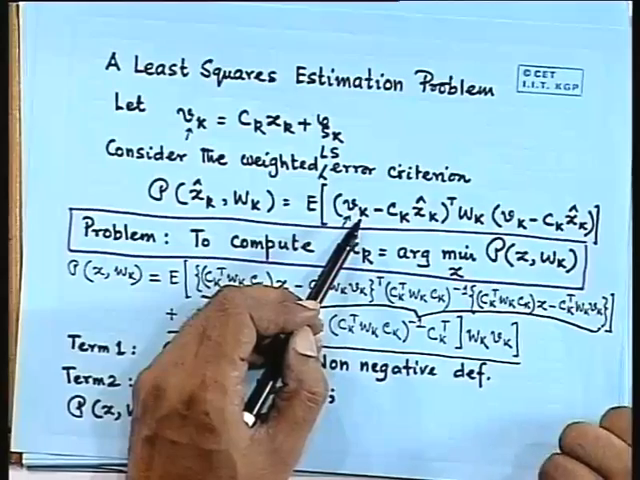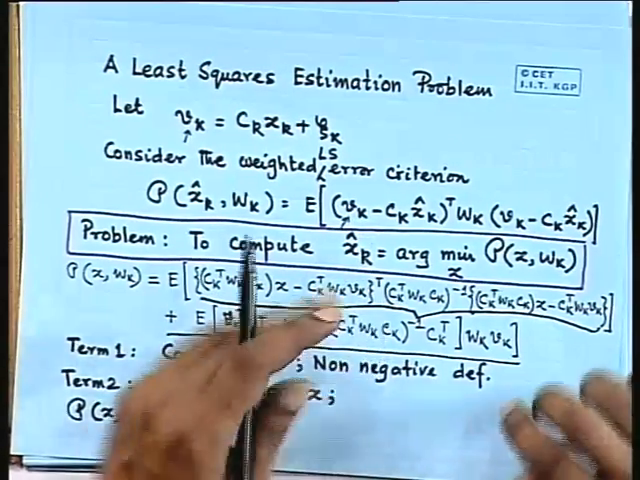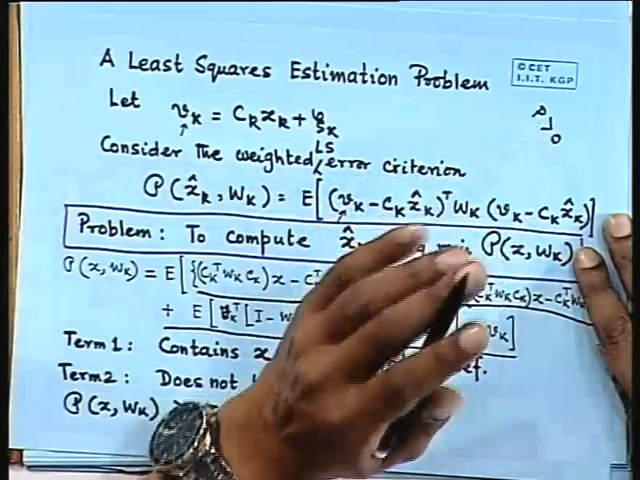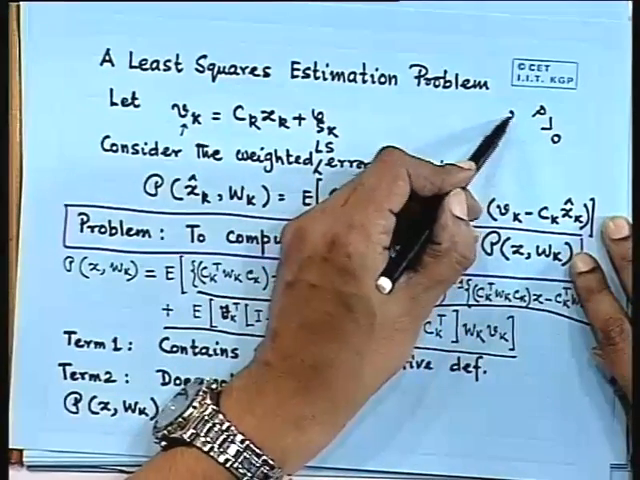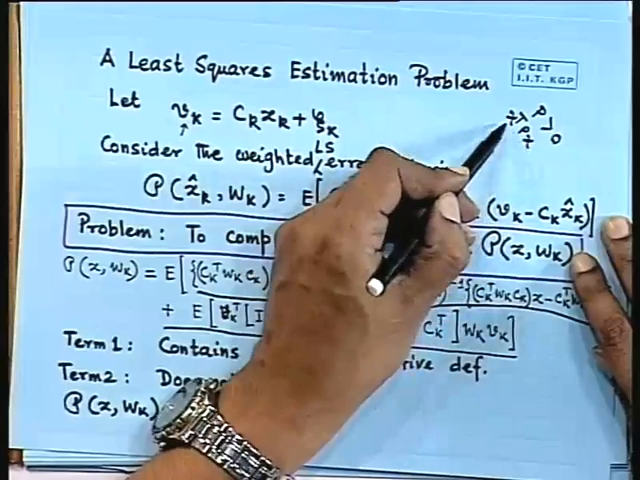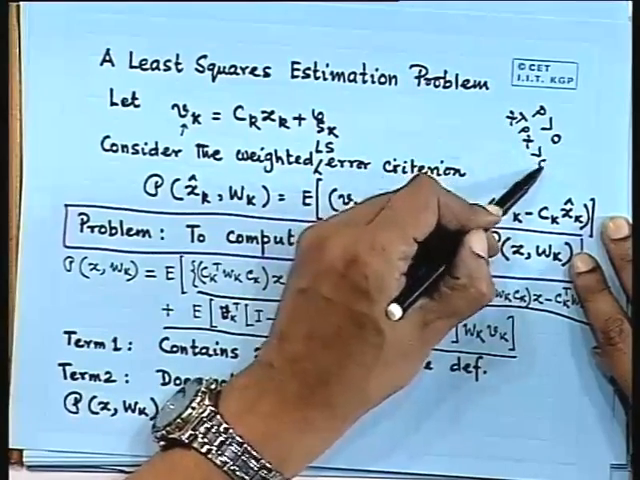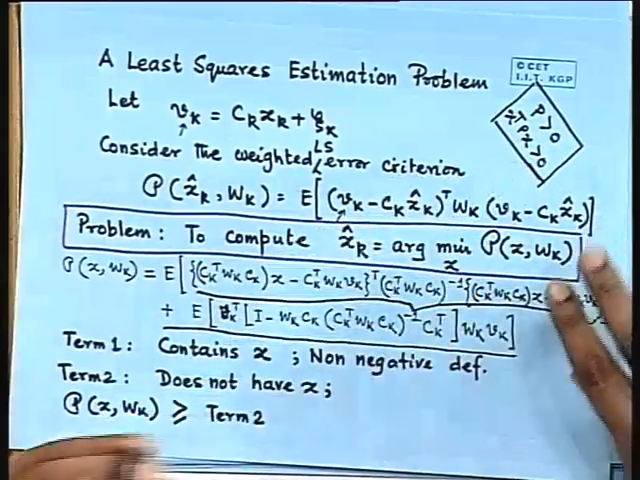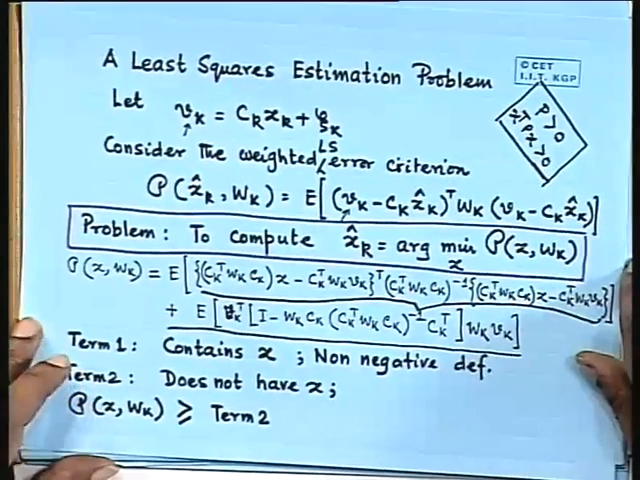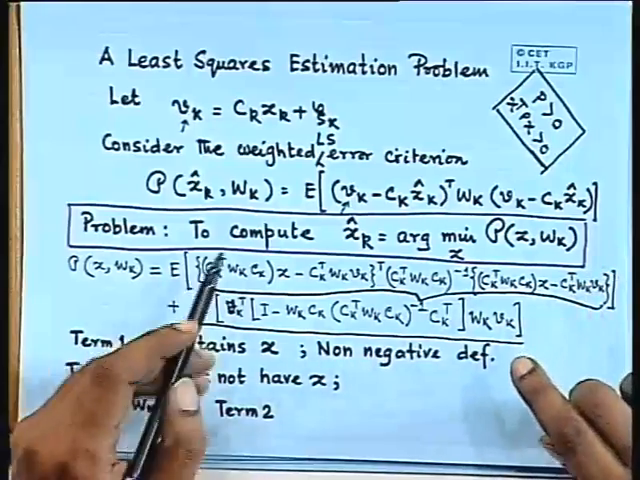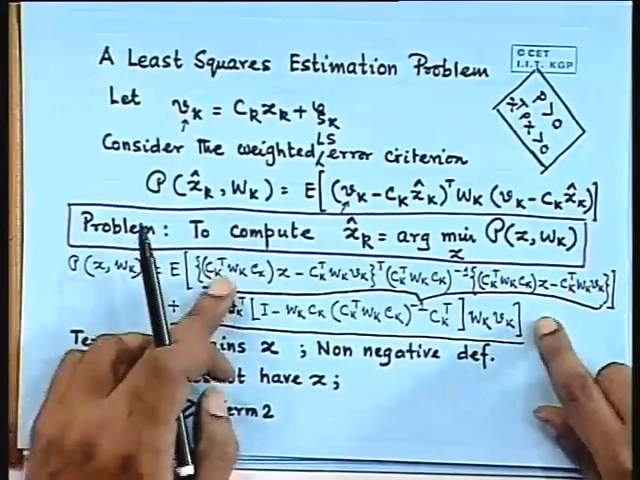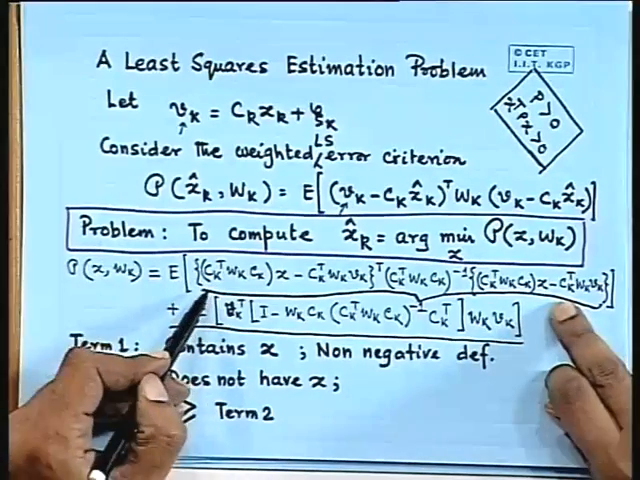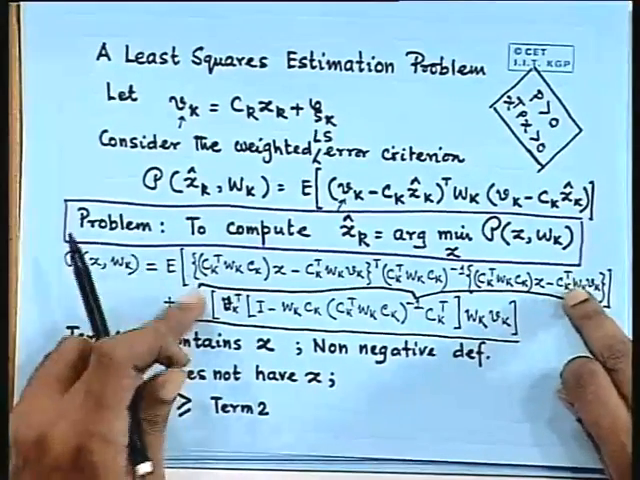So what do I mean by it being greater than 0? Whenever I say that a matrix is greater than 0, I mean that it is positive definite, which means that if you choose any x, then x transpose P x, which is a scalar, will be greater than 0. So whenever I say a matrix is greater than 0, I mean this. So in that sense, this matrix is a positive definite matrix.